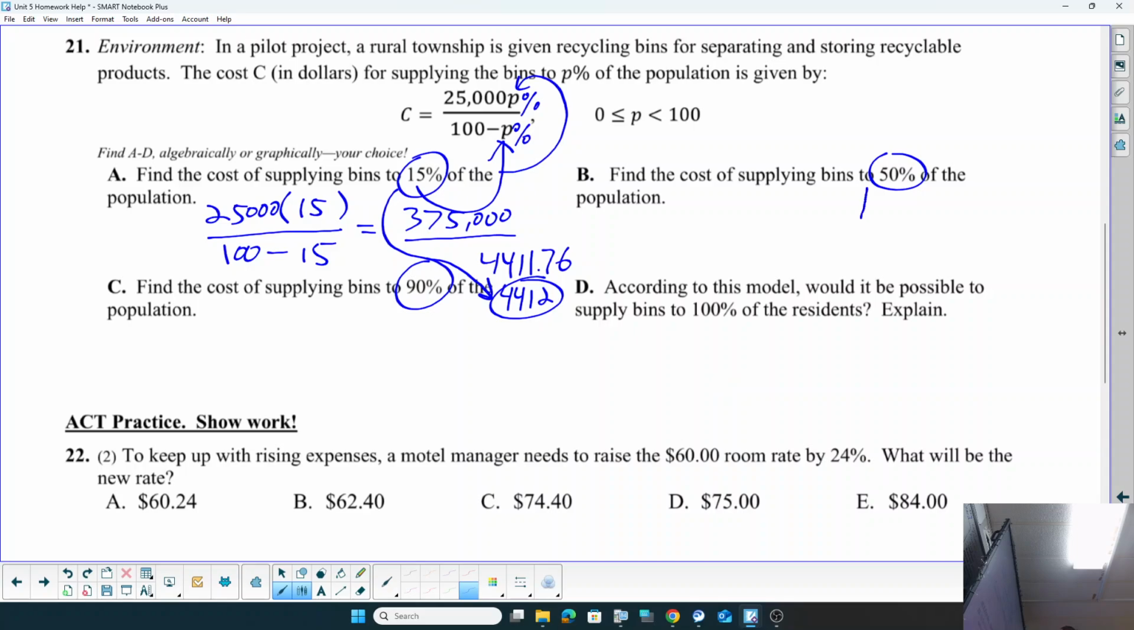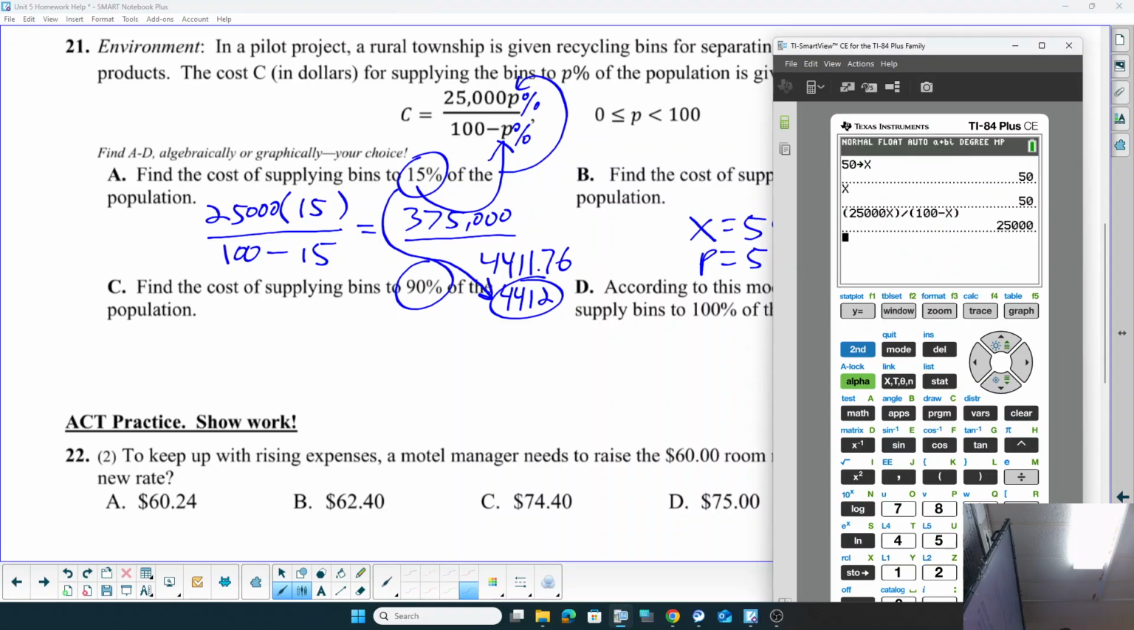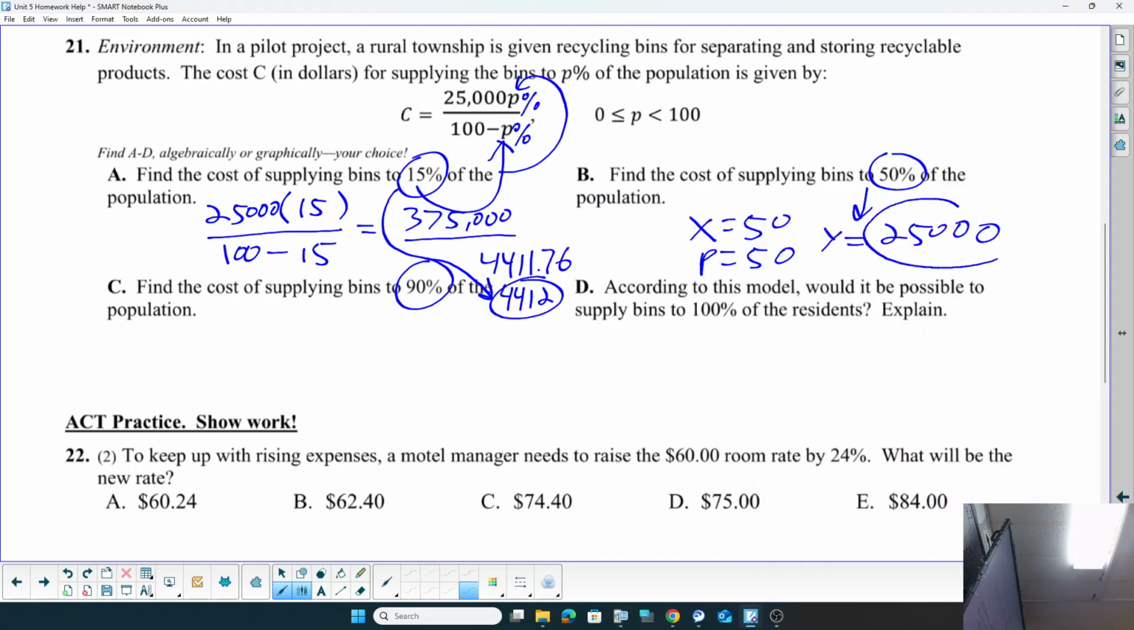So using our calculator, when x equals 50 or when p equals 50, whatever, y equals 25,000. 25,000 bins. That is a lot of bins, but that's definitely our answer. Okay, well, what about 90%?